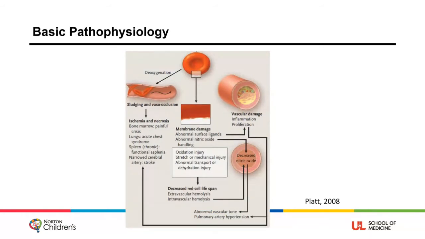The fundamental event that causes the complex pathophysiology and multisystemic consequences of sickle cell disease is the polymerization of hemoglobin S that occurs under low oxygen tension. Polymerization of the deoxygenated hemoglobin S alters the structure and function of the red blood cells.